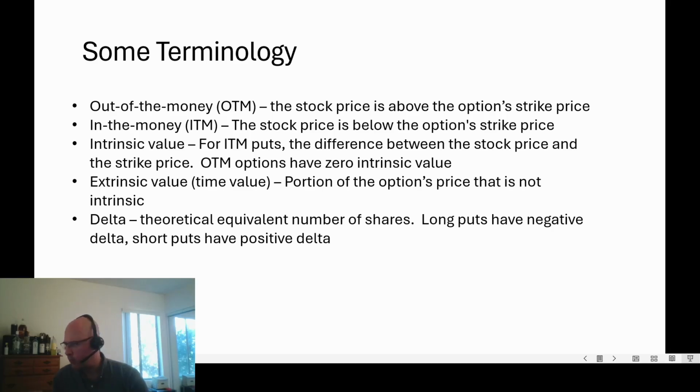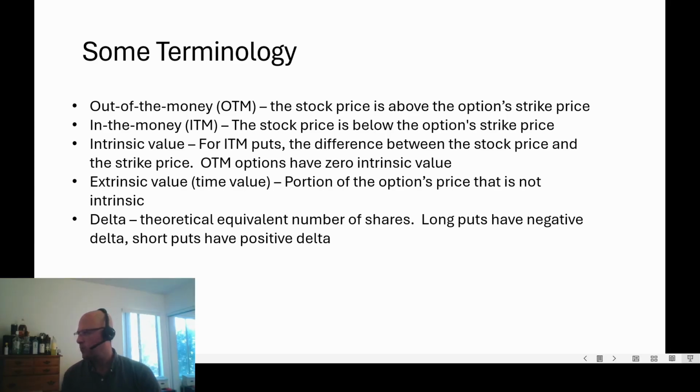So out of the money means that, this is for puts by the way, the stock price is above the strike price of the option. And on the opposite side, in the money simply means that the stock price is lower than the strike price. And for puts that are in the money, there's something called an intrinsic value, and that's simply the difference between the strike price and the current value of the stock. For a put that is out of the money, they have zero intrinsic value. Extrinsic value is everything that's left over, and you also hear the term time value instead of extrinsic value.